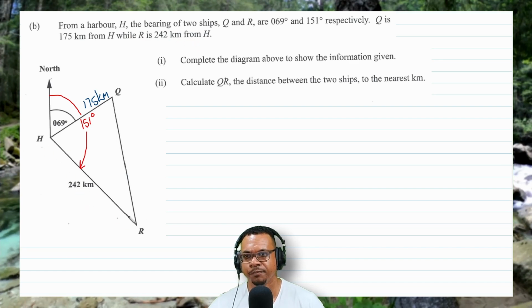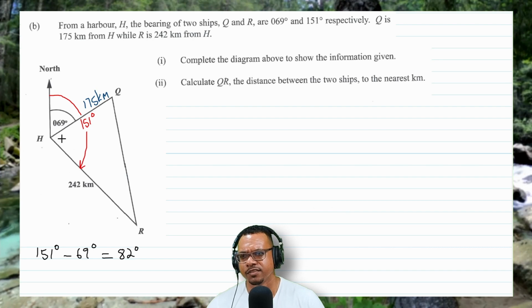So that's what to put into the diagram. So part 1, copy the diagram above to show the information given. Well, we did that. We put in the 175 kilometers, which is from H to Q, and we put in the bearing of 151 degrees, which is the bearing of R from H. Now part 2, we want to calculate QR, that's Q to R here, the distance between the two ships to the nearest kilometer. Now we subtract the 69 from the 151 to get this angle inside of here. So 151 degrees take away 69 degrees is equal to 82 degrees. So that means inside of here is 82 degrees.